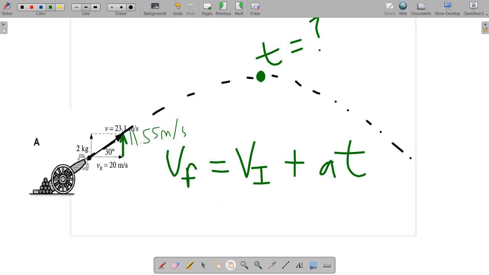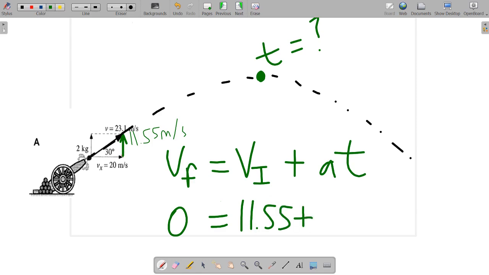Well, if the cannonball goes up and comes back down, it has to come to a stop first. So that means that its final velocity at the very top is just 0. It's moving at 0 meters per second at the very top. We just see that its velocity was 11.55 meters per second the moment it was fired.